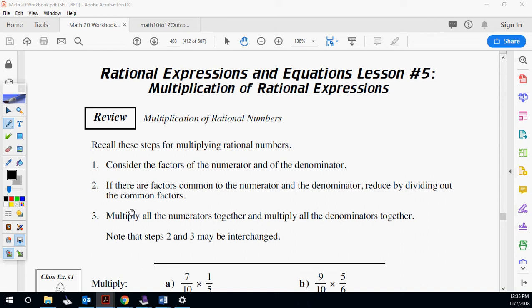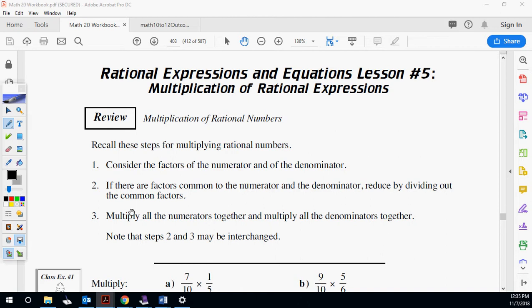Lesson 5, so multiplication of rational expressions. A little bit of a short lesson today. It says review of multiplication of rational numbers. So remember, multiplying fractions, it's nice because why is it easier? Because we don't need a what? Right, we don't have to have a common denominator. We just go bang, bang, bang, bang, right across. Multiply, multiply. And so it just makes it easier when you're multiplying fractions.